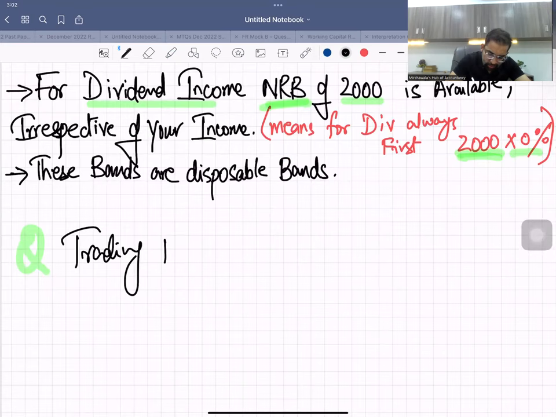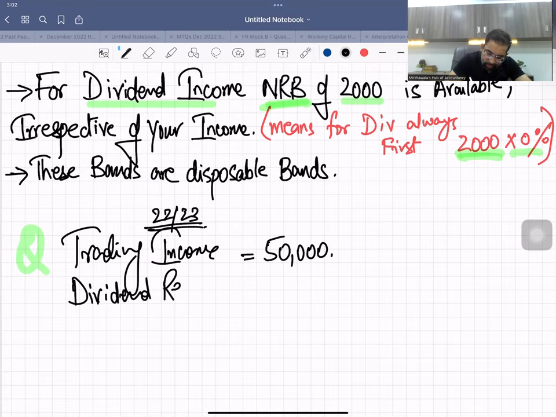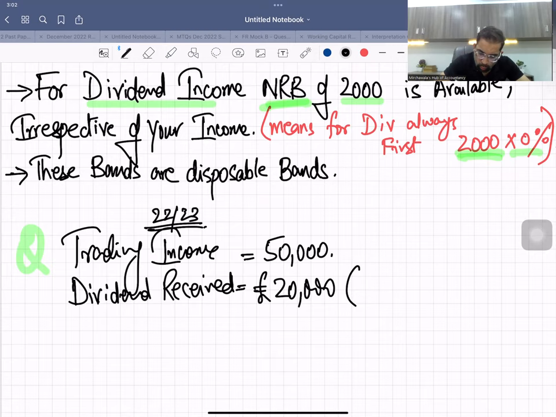This is the question for 22-23, right? Trading income is equal to 50,000. Dividend received. See the words dividend received. It's how much? It's 20,000 pounds. And now see the date. The date is 1-1-2023.